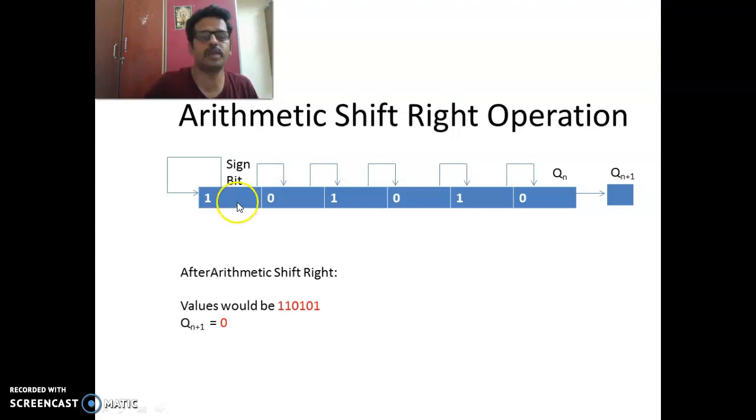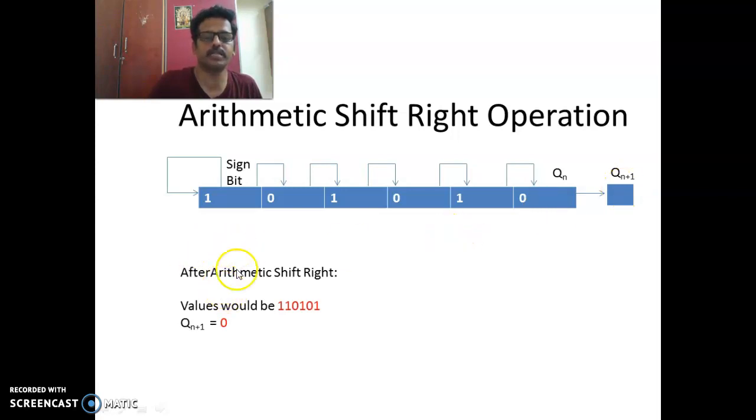Now we'll see how this arithmetic shift operation works. The sign bit will be retained in the same position as well as copied onto the next bit position, and the bits in the respective positions will be moved onto the next positions in the cascade. The rightmost bit, called Q1, will come out while performing a shift right operation, and it is placed in a 1 bit register called Qn plus 1.